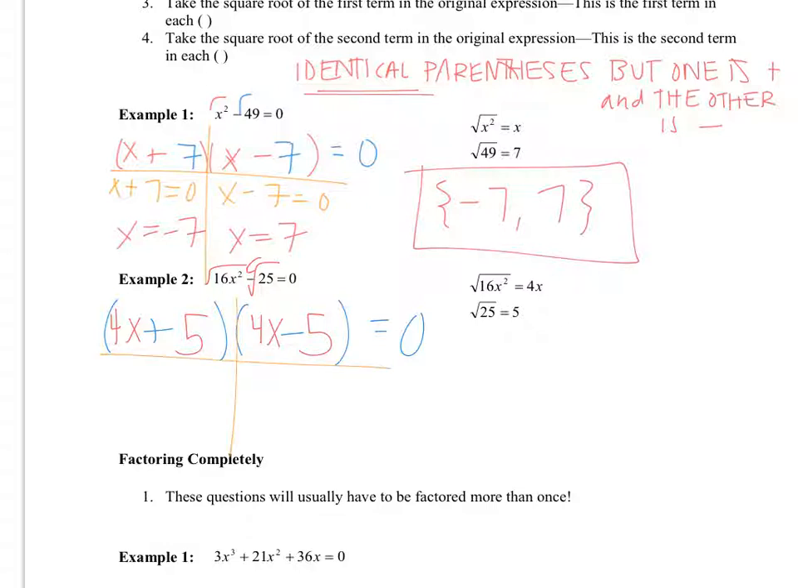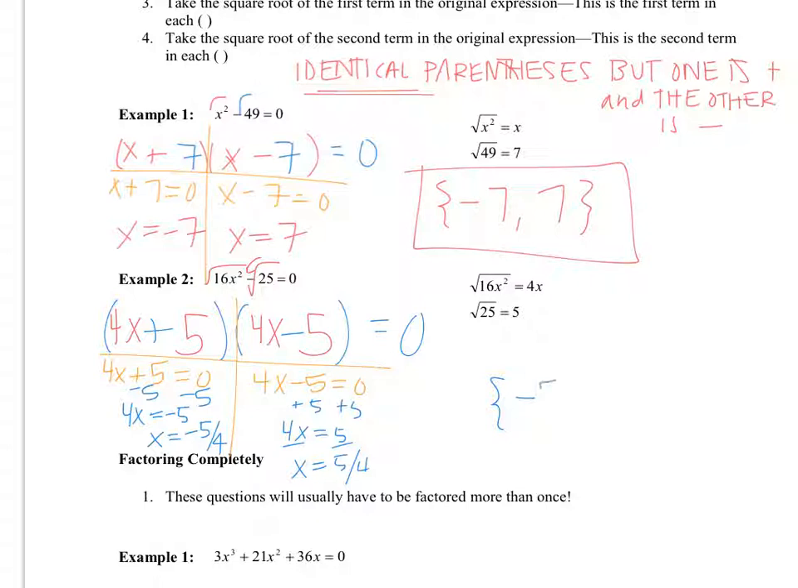Because it's equal to 0, we do have to t-chart. 4x plus 5 equals 0. 4x minus 5 equals 0. Solve each side for x, so we have 4x equals negative 5. Divide by 4 and we get x equals negative 5/4. On the right hand side I add 5. 4x equals 5. Divide by 4 and I get x equals positive 5/4. Curly brackets, negative 5/4, comma, 5/4.